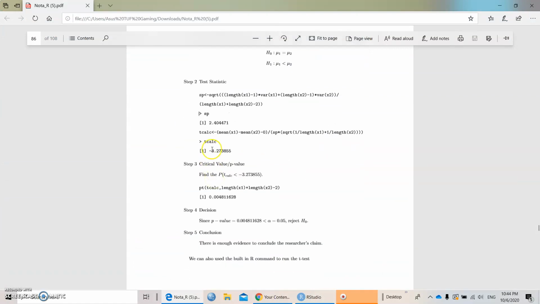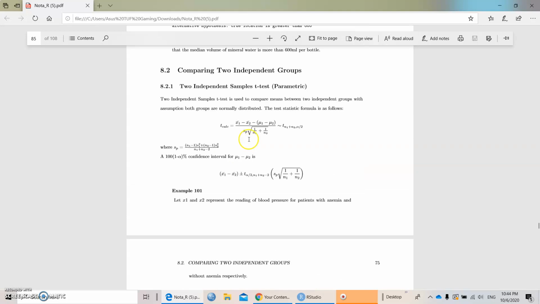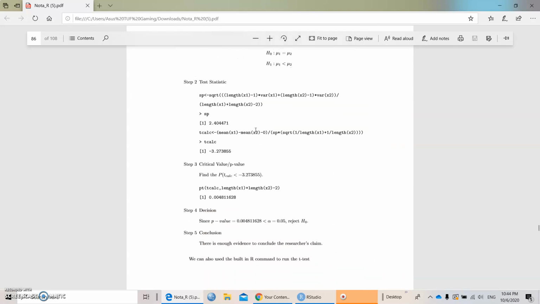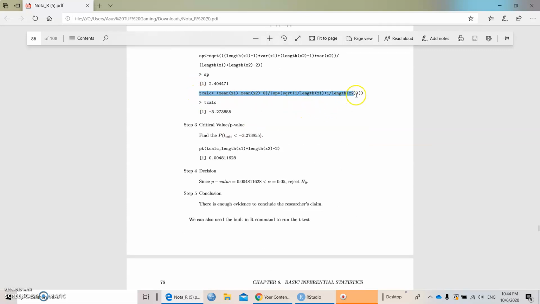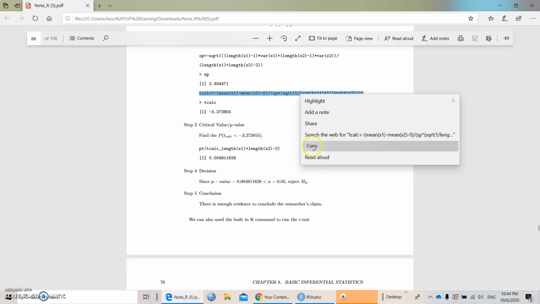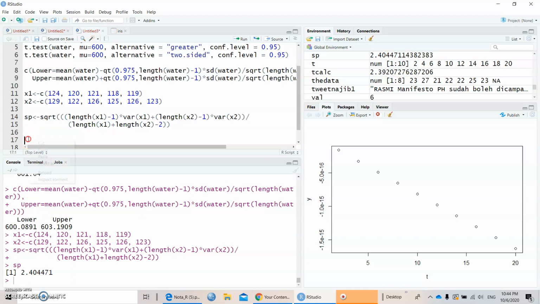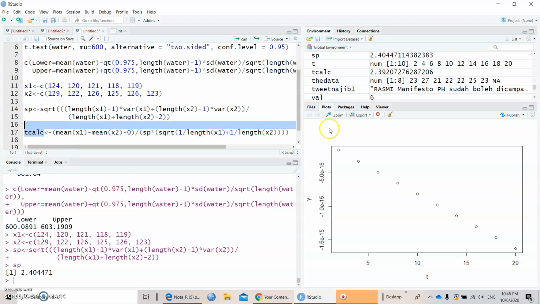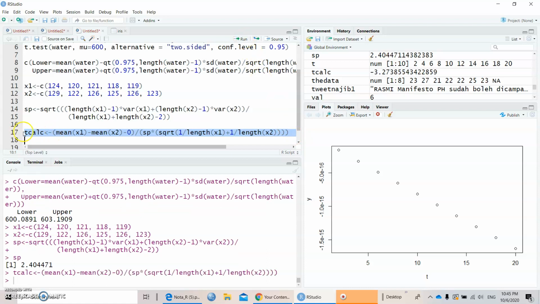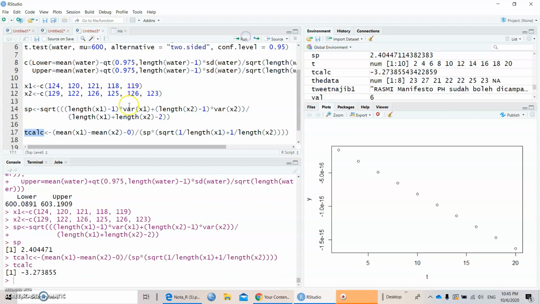And then after that we can compute the test statistic, the t count. So I just copy the formula. Mean x1 minus mean x2 minus 0, because mu1 minus mu2 is equal to 0, divided by SP multiplied by the square root of 1 over n1 plus 1 over n2. Paste, and then run. So the test statistic that we obtain here is equal to negative 3.273855.